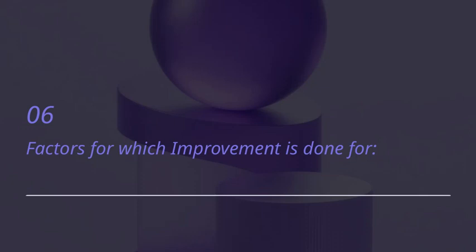Now, let's take a closer look at the factors for which improvement is typically pursued. Essentially, these are the key areas where we focus our efforts to enhance performance, efficiency, or quality. By identifying these factors, we can target specific aspects that will make a meaningful difference. It's important to understand that each of these areas plays a vital role in achieving our overall goals. When we improve in these key points, it not only boosts individual components, but also contributes to the larger picture of success. So, throughout this process, we're constantly analyzing and refining these factors to drive continuous improvement across the board.